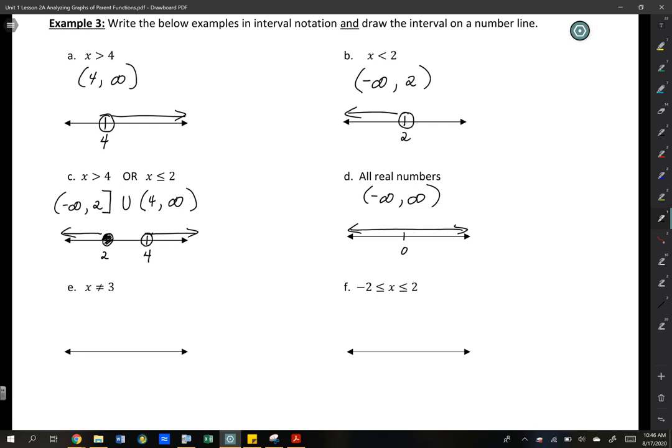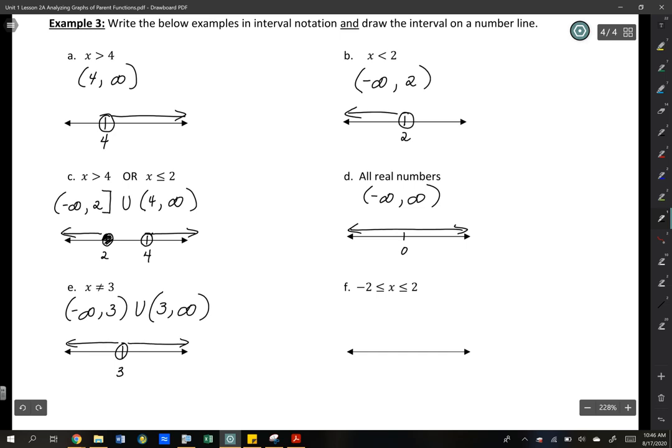All right, letter E. It says x does not equal 3. X equals everything but number 3. So that means we're going from negative infinity to 3, not including 3, or from 3 all the way to positive infinity. So everybody but poor old 3. Everybody before 3, everybody after 3.